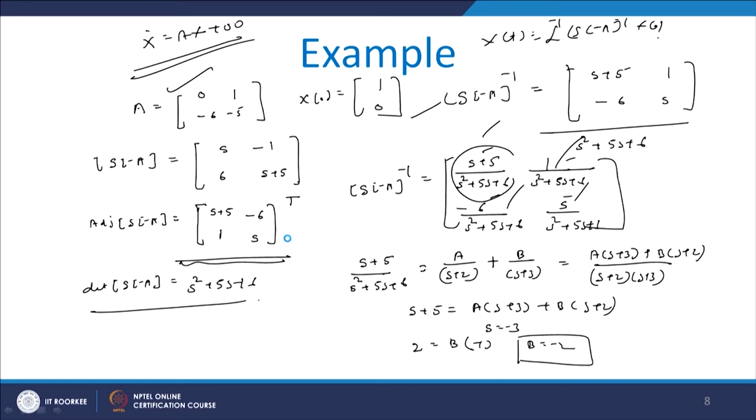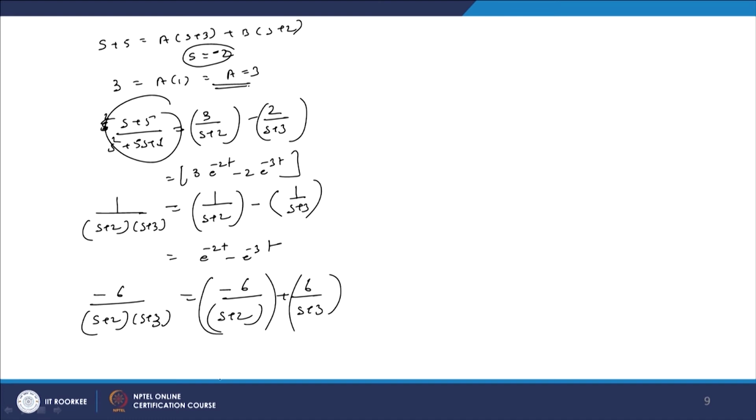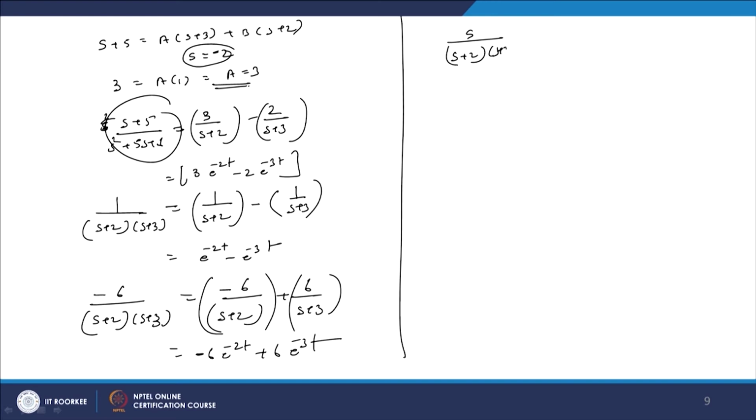Similarly, for this part we can write down minus 6 divided by s plus 2, s plus 3, as minus 6 by s plus 2 plus 6 by s plus 3. So, here we will get minus 6 e raised to minus 2t plus 6 e raised to minus 3t. And lastly, this s divided by s plus 2, s plus 3.